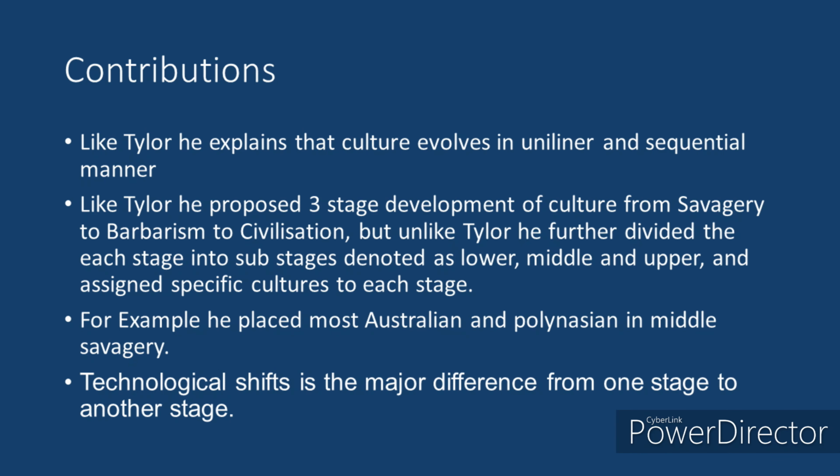And this is the most important point, the next one. Technological shift is the major difference from one stage to another. Each author says what the difference is from savagery to barbarism to civilization. According to Morgan, it is technology that differs between savagery, barbarism, and civilization.